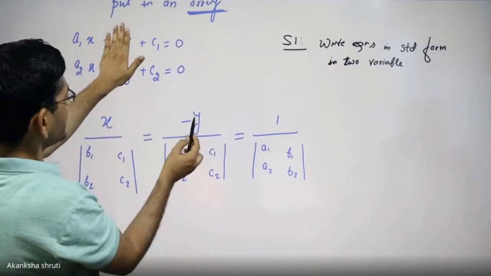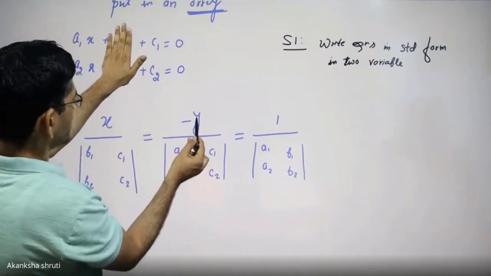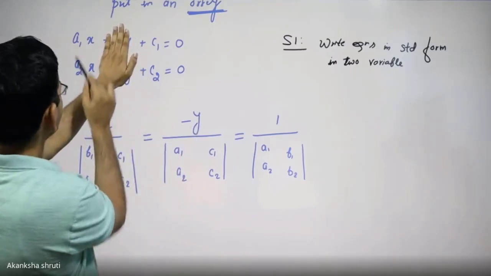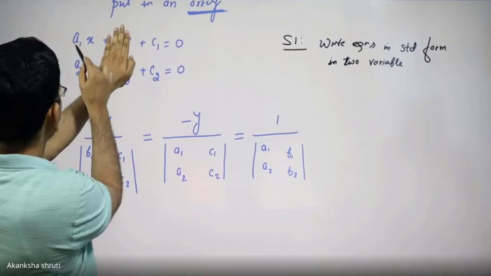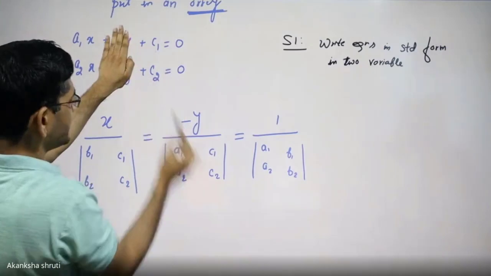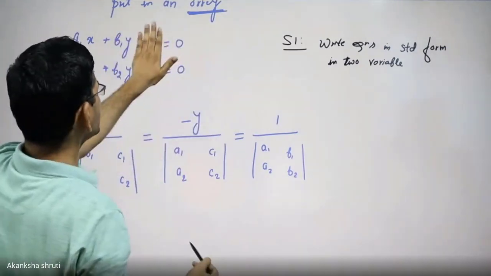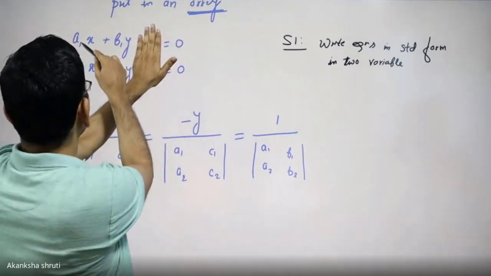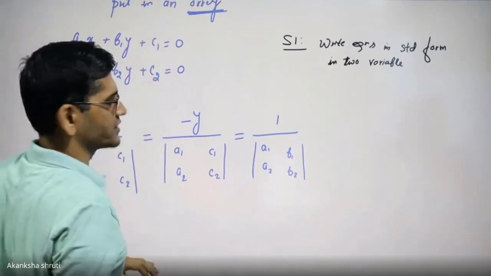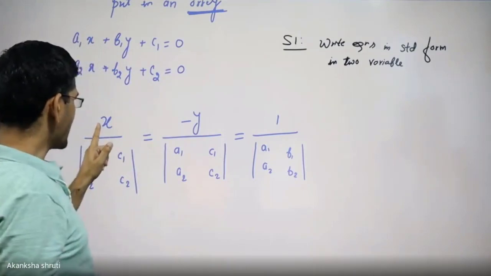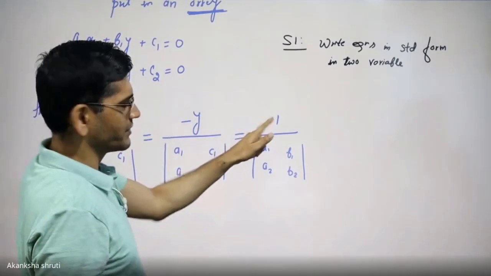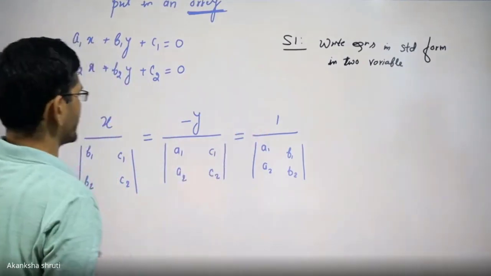So for y, the number below this y, hide this y from the two equations. Whatever coefficients and constant terms are left, write in the same order: A1, A2, C1, C2. For the constant, hide this constant and write the numbers A1, A2, B1, B2 in this array. Keep in mind, the sign must alternate. See, x is taken positive, then it will be negative, then it will be positive. This is the way of writing.